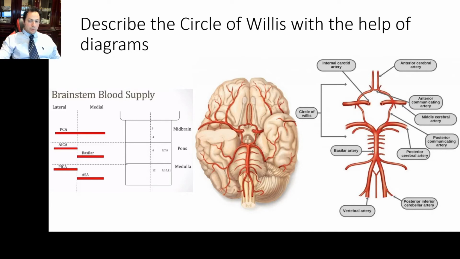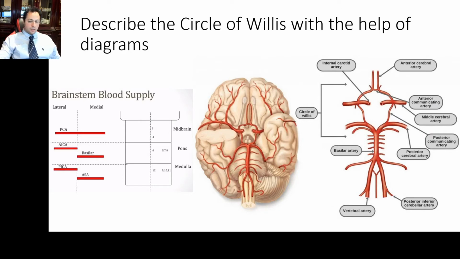The circle of Willis is a vascular circuit formed by the anastomosis between branches of the internal carotid arteries and the vertebral arteries around the optic chiasm and pituitary stalk. It consists of paired internal carotid arteries, anterior cerebral arteries, and posterior cerebral arteries. It has two anastomoses, one at the anterior communicating artery and another at the posterior communicating artery.